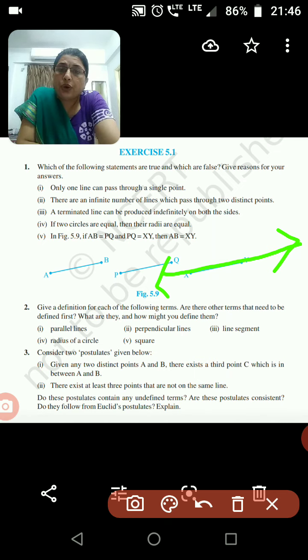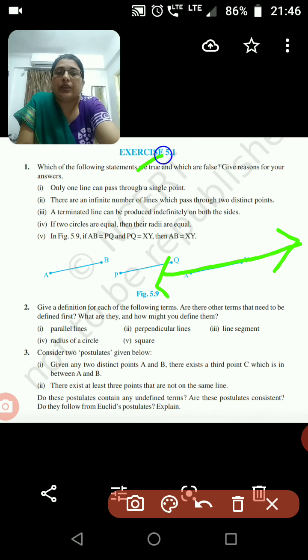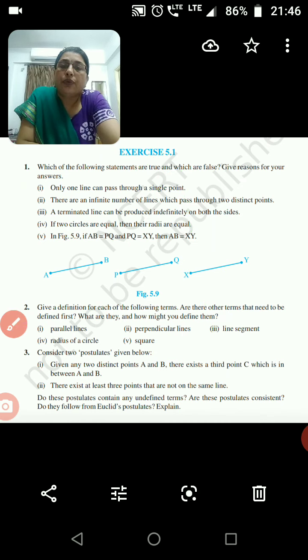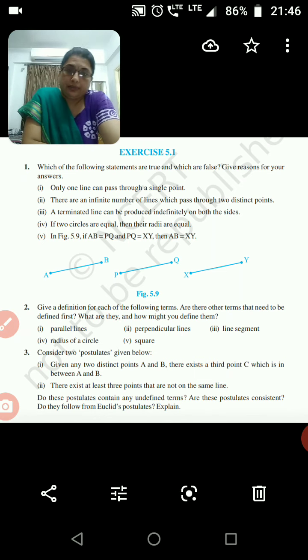Now fourth question is like this. A terminated line can be produced. Okay, that we have done. Fourth question, if two circles are equal, then their radii are equal. Two circles may become equal if their radii are equal. So we can say that this statement is true.